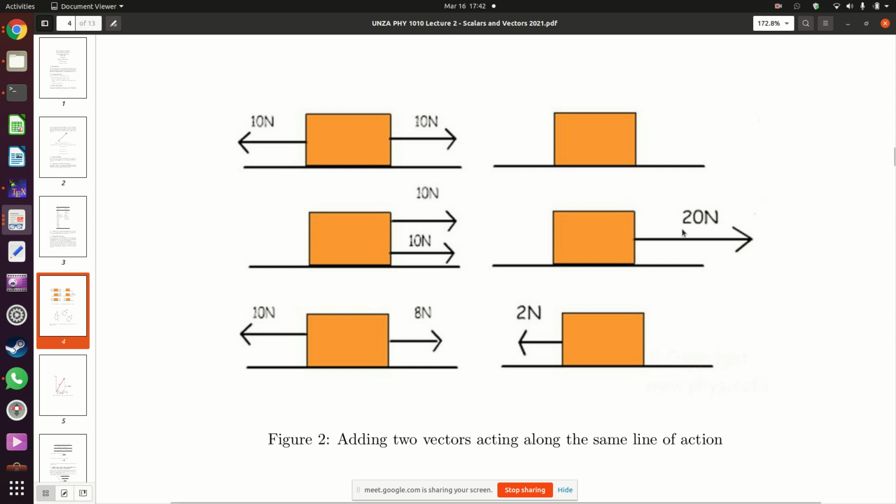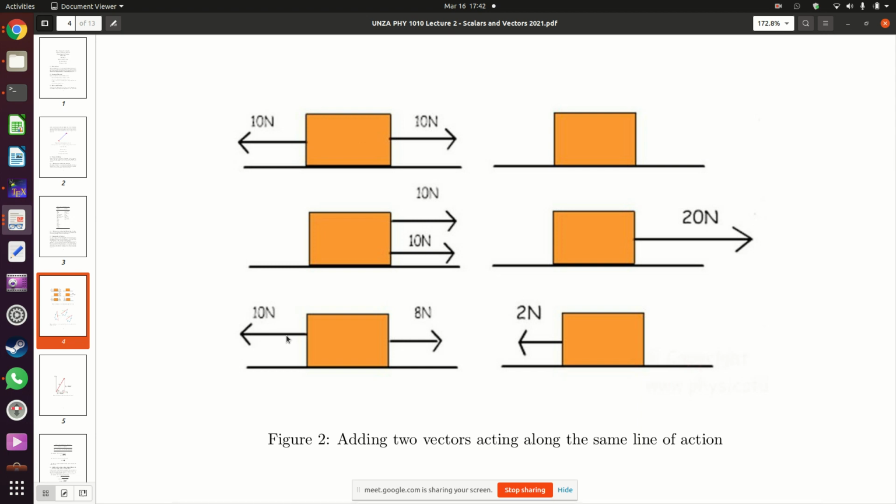This 20 newtons here, this is a resultant. Here the resultant is 0. Are we clear? This is what you get when you add vectors. As you can see, here we are adding vectors, 10 newtons plus 10 newtons. They are pointing in the same direction. But the moment vectors don't point in the same direction, like in this case, they are opposite, that means you have to do vector subtraction.